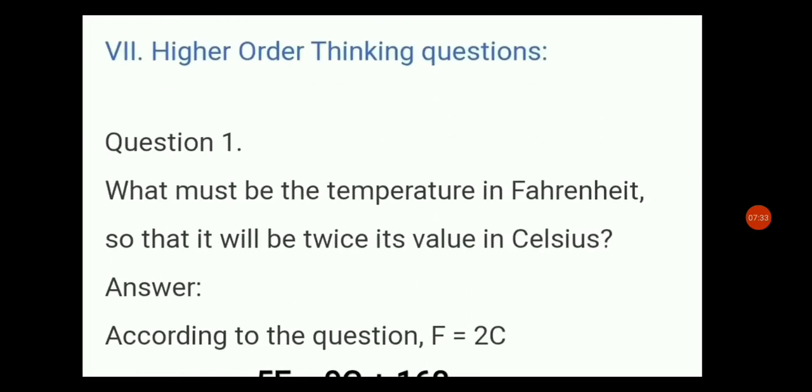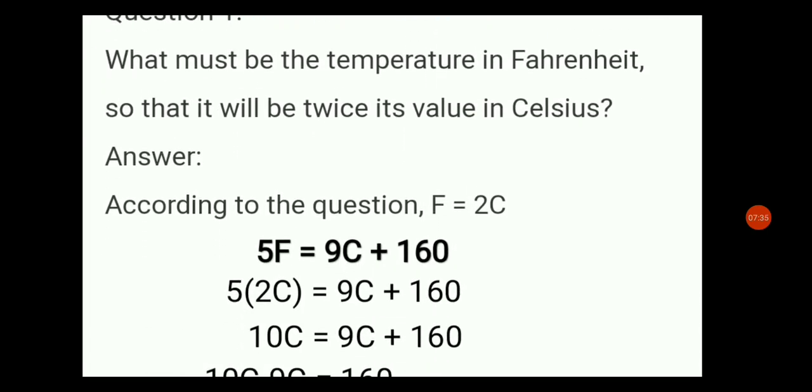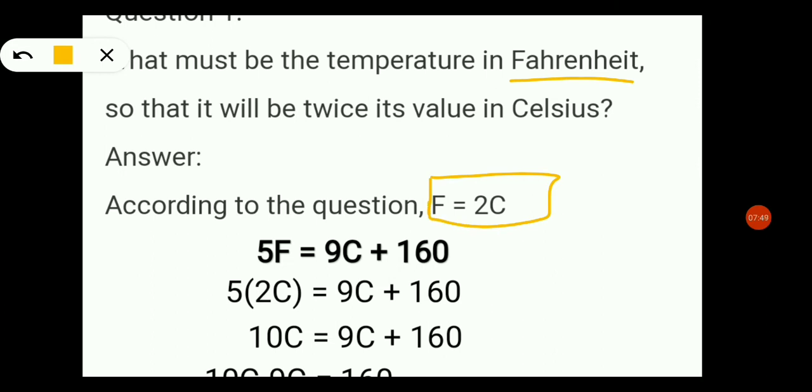Higher order thinking. Seventh topic, first question. What must be the temperature in Fahrenheit so that it will be twice its value in Celsius? So they are asking for the Fahrenheit temperature value, when Fahrenheit is twice the Celsius. According to the question, F equals 2C. We know the formula to find Fahrenheit, that is 5F equals 9C plus 160. So instead of F, you should substitute 2C.